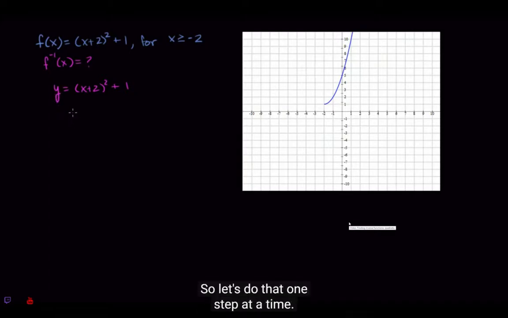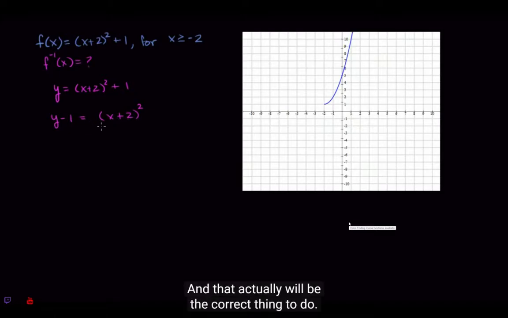So let's do that one step at a time. The first thing to do, we can subtract 1 from both sides of this equation. y minus 1 is equal to x plus 2 squared. And now to solve here, you might want to take the square root, and that actually will be the correct thing to do. But it's very important to think about whether you're going to take the positive or the negative square root at this step. We've constrained our domain to x is greater than or equal to negative 2.